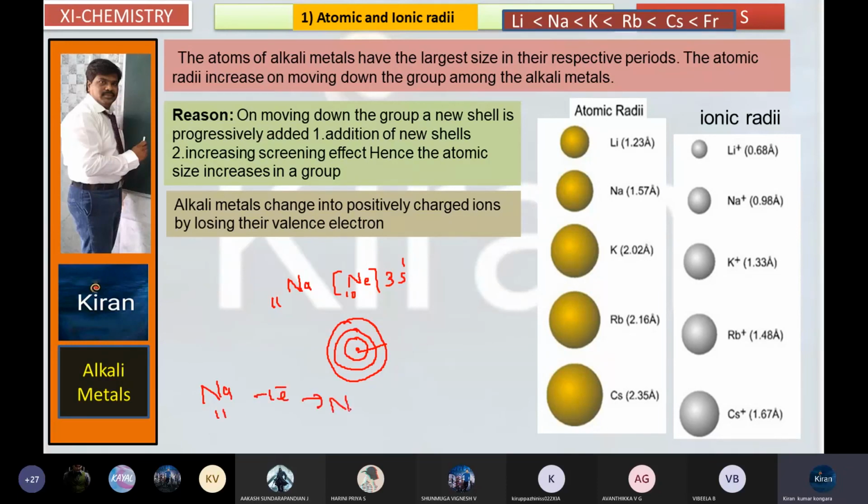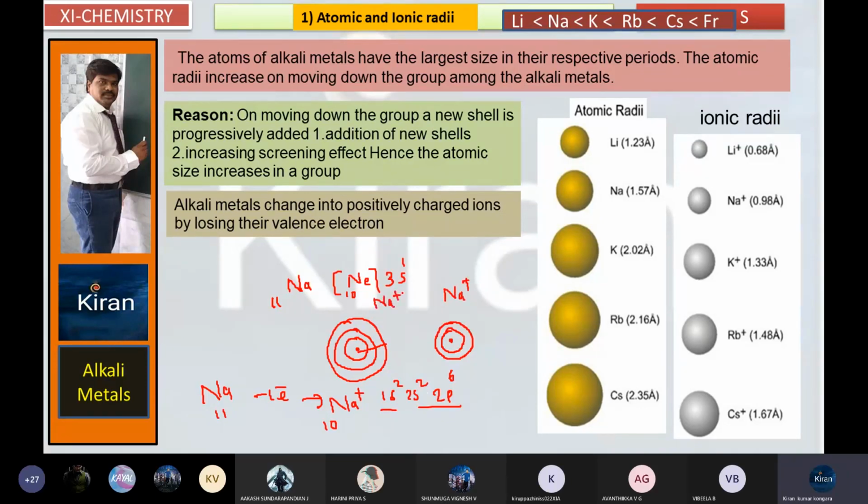Sodium changed into sodium cation. Its atomic number is 10 only. Now 10 means what is the configuration? 1s2, 2s2, 2p6. It is having only 2 shells. Now I am drawing the structure. First shell and second shell. This is sodium ion. This is sodium atom.